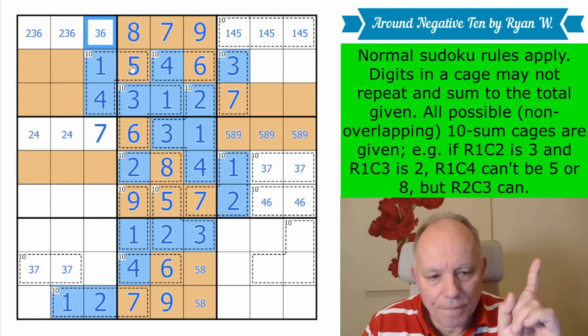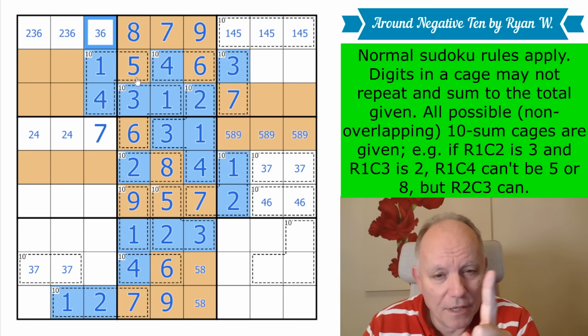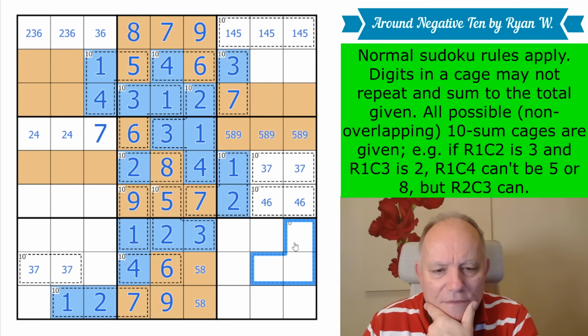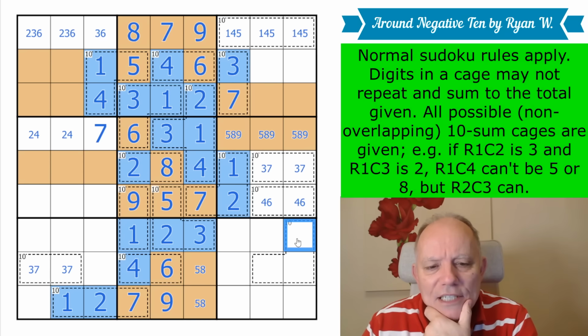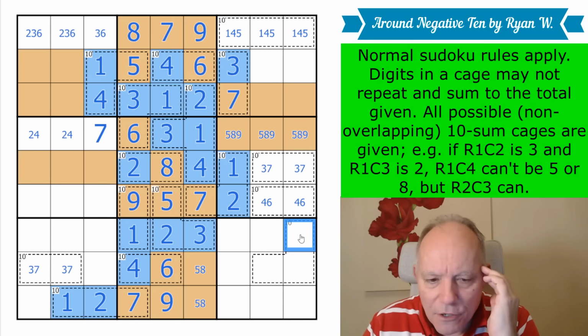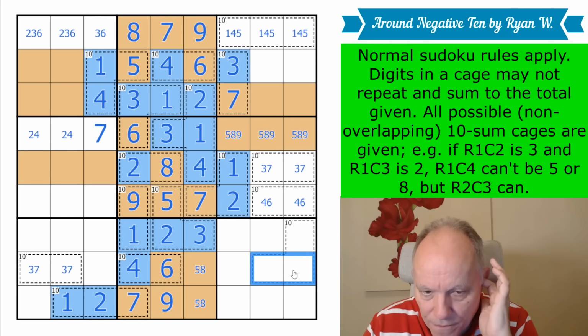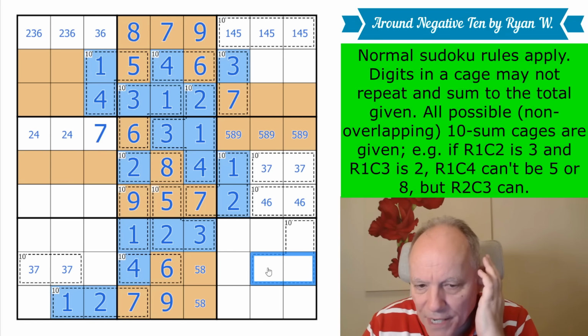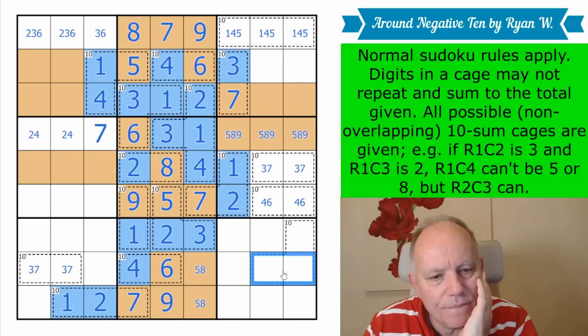Now, I have not used the negative constraint yet. It's probably about time. Let's see what happens. I still haven't done anything here. Oh, this digit can't be 1, 2, or 3. So that's at least a 4. I mean, this could be a 7, 1, 2 cage. There's got to be a low digit here.